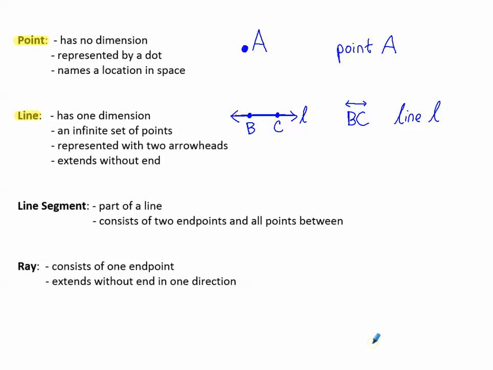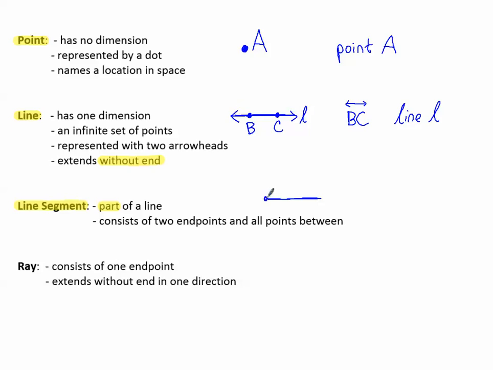Again, it's important to remember that a line never ends. It is without end. A line segment is a part of a line. It consists of two endpoints and all points between. So when I draw a line segment, it'll just be the set of points that I'm connecting to make it look like a straight line, but not a line because I don't show arrowheads.